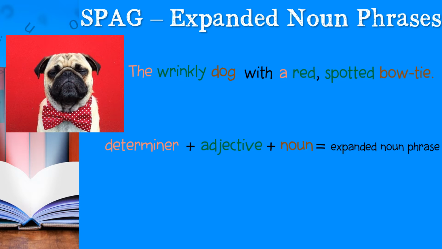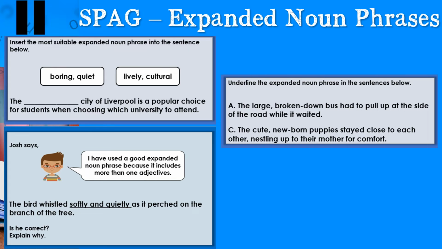Now here, I'm going to use my two expanded noun phrases to create a full sentence. Okay, so the wrinkly dog with a red spotted bow tie. So I'm describing the sentence, describing the picture, sorry, with two expanded noun phrases. So have a little look on here. Can you find the answers to these questions? Pause and we will restart with the answers.